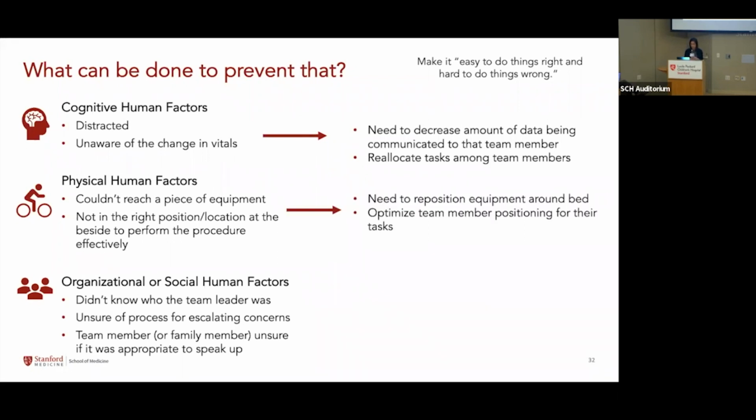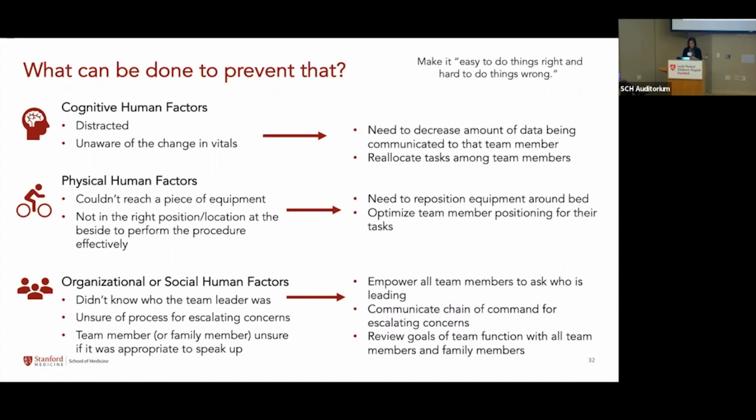From a physical perspective, a little more one-to-one, I couldn't reach a piece of equipment. Well, let's reposition that equipment around the bed, rather than saying that person needs to find a way to get around the bedside or around a piece of equipment. They need to actually have easier access to it. Or we need to optimize the positioning of team members in that environment, around that bedside, in that clinic room, wherever it may be.